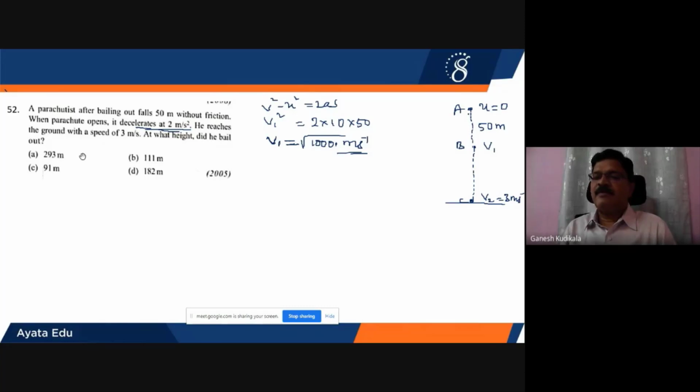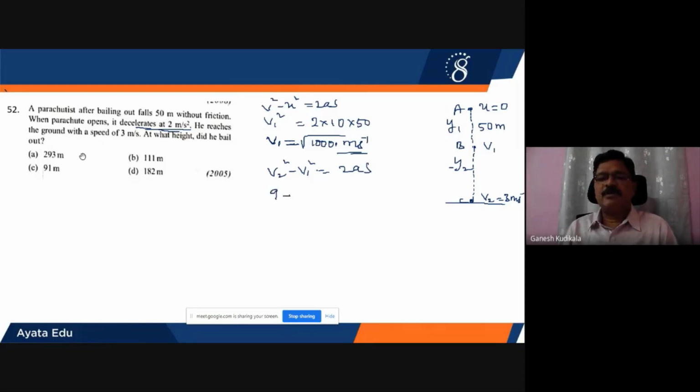The distance traveled from A to B will be called y1. The distance traveled from B to C before reaching the ground will be called y2. So let us find y2 using v1 and v2. Therefore, v2 square minus v1 square will be equal to 2as. V2 square will be equal to 3 square, which is 9.